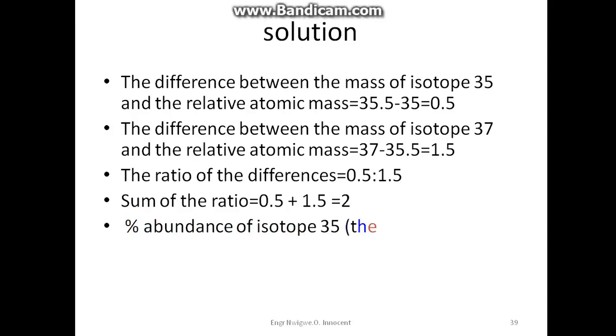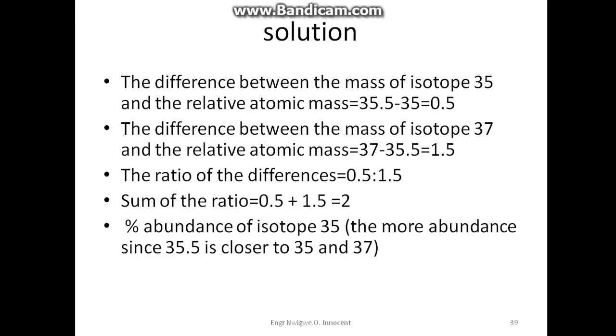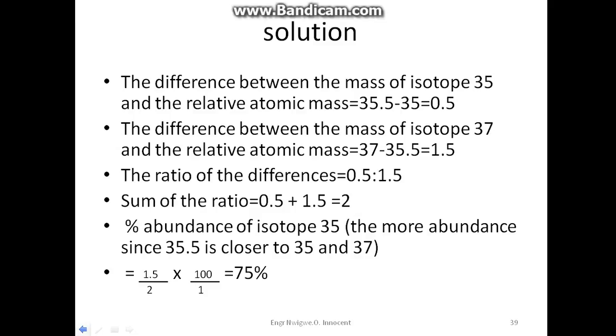Percentage abundance of isotope 37. The more abundant isotope is the one the relative atomic mass is closer to, since 35.5 is closer to 35 than 37. Then we have 1.5 divided by 2 times 100 over 1, which gives us 75%. Therefore, the percentage of chlorine-35 in the sample is 75%.